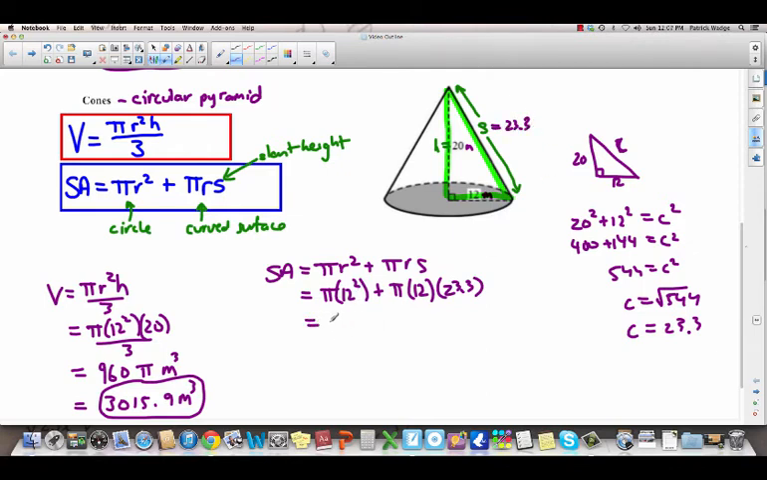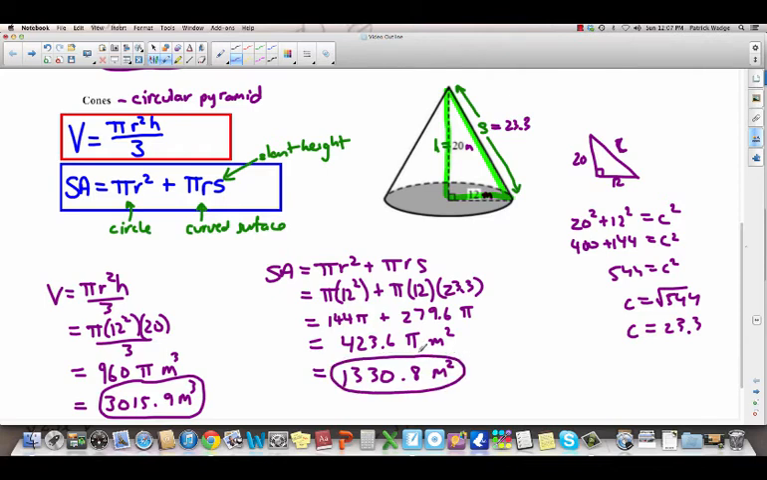Okay, 12 squared is 144, so we have 144 pi, plus 12 times 23.3 is 279.6 pi. You could then add those together, the 144 and the 279. You get 423.6 pi. It's a great answer. You could call it that many meters squared, or you can multiply by pi, and you'll get 1,330.8 meters squared.